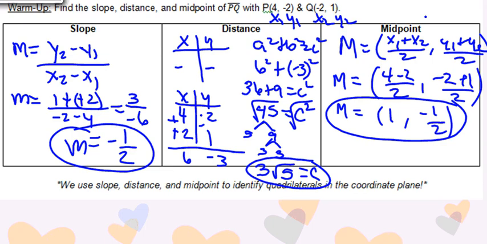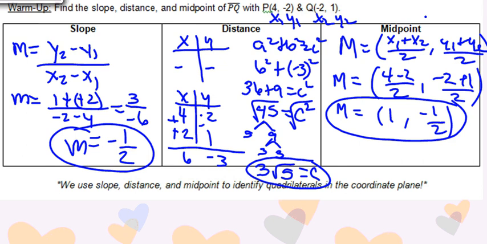Okay, so if you had went through and solved for all three, you would have found the slope to be -1/2, the distance to be 3 square root of 5, or the square root of 45. I just simplified the radical there. And then the midpoint as (1, -1/2). I used the formula for everything.